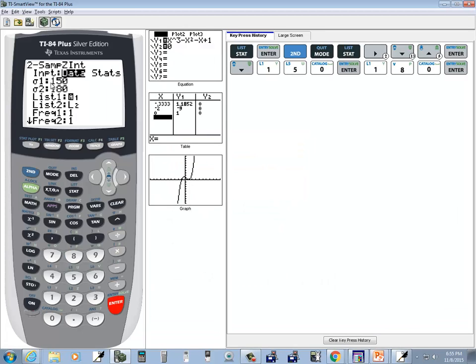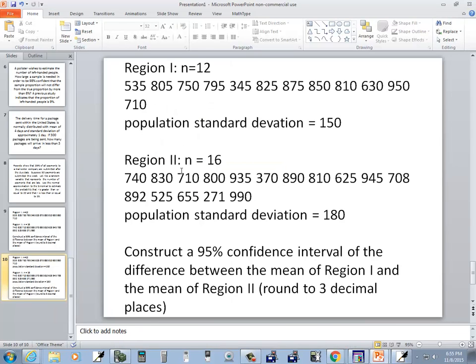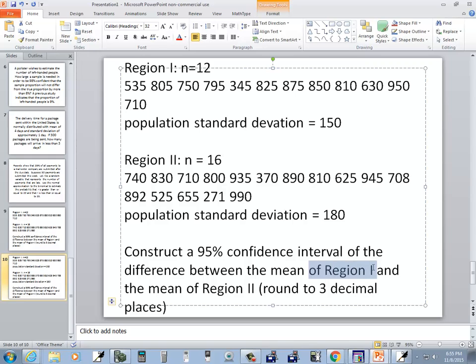Now it's not 1 and 2 just simply because this is region 1 and region 2. It's that way because it says construct a 95% confidence interval of the difference between the mean of region 1 and mean of region 2. So region 1 is first here, so that's why it goes in L1, and that's why it's our first one. If this had said the difference between the mean of region 2 and the mean of region 1, then we'd flip these around. We would have put these numbers in L1, we would have put these numbers in L2. And then these would be flipped around also. So very important that you read the problem, and whatever is referred to as first is what goes in your first list. It's your first population, first sample.